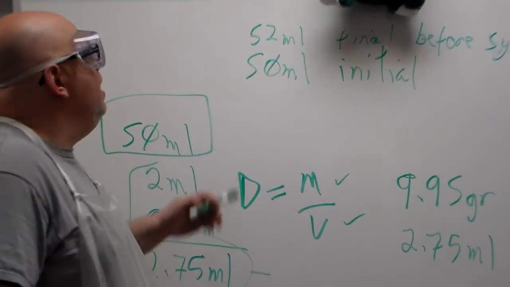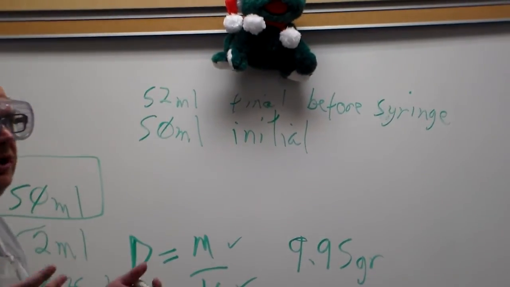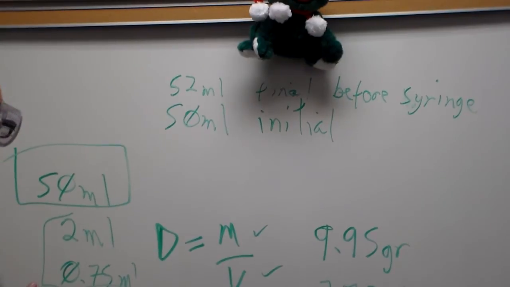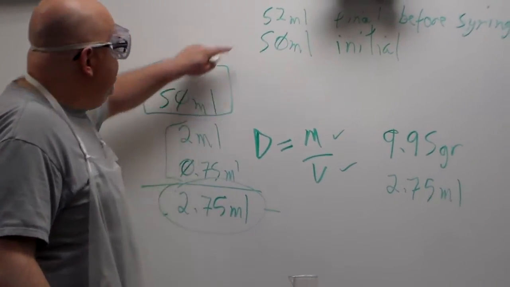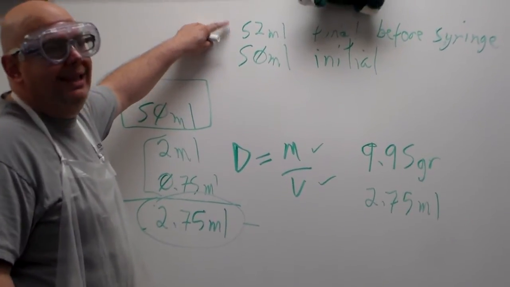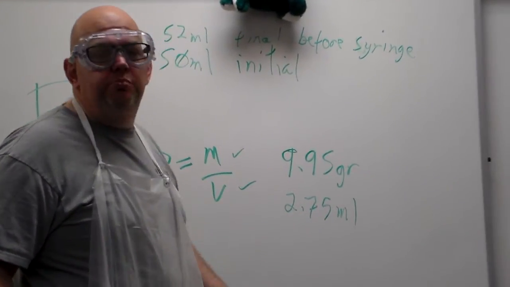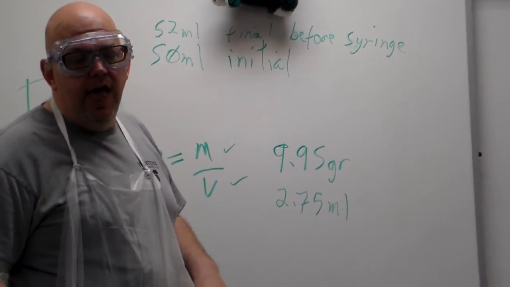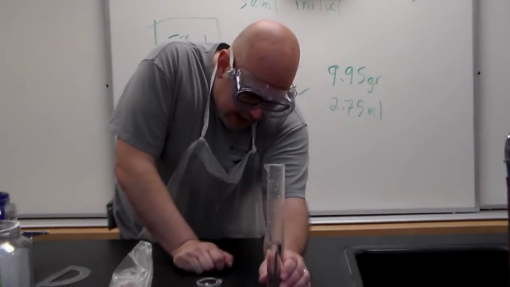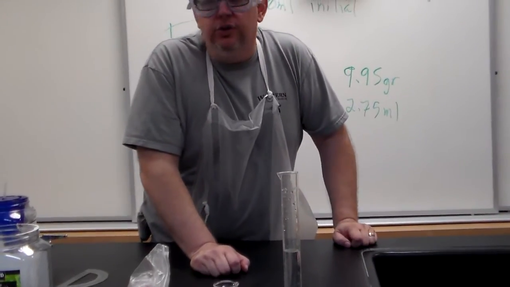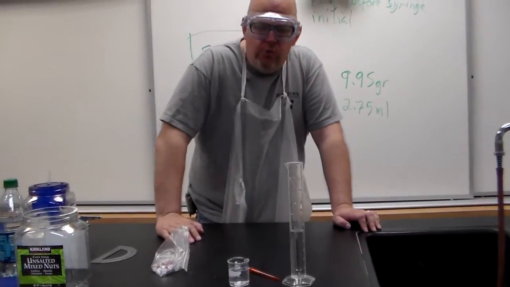Okay. So 52 milliliters final before the syringe. We know it was between 52 and 53 milliliters. We found that it was 0.75. So that means it jumped 2 milliliters plus the 0.75 milliliters, and our total volume was 2.75 milliliters. That's how much volume this nail took. Now, I also want to point out, if there's any air bubbles on the nail, you may want to get rid of those as well, because that can throw off your results.